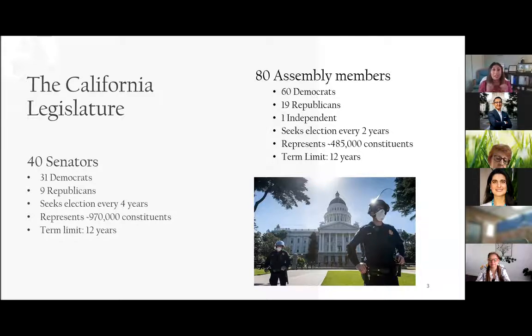California has, and it's predominantly a Democratic legislature, 2/3 of both the Assembly and the Senate are dominated by the Democratic Party. As you could see on the Senate side, there's 31 Democrats, 9 Republicans. They seek election every 4 years. Every 4 years, they go back to their voters to seek re-election. They represent about 1 million constituents in their communities, and their term limits are now 12 years total. That has changed since 2010, that they can now fulfill their entire term in one house and not have to jump from house to house.